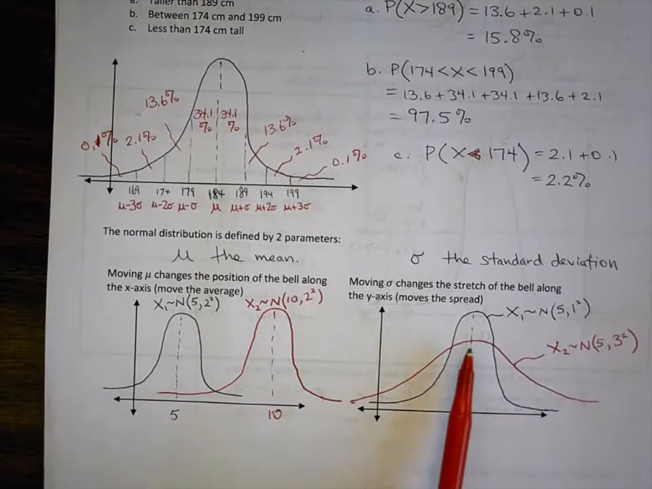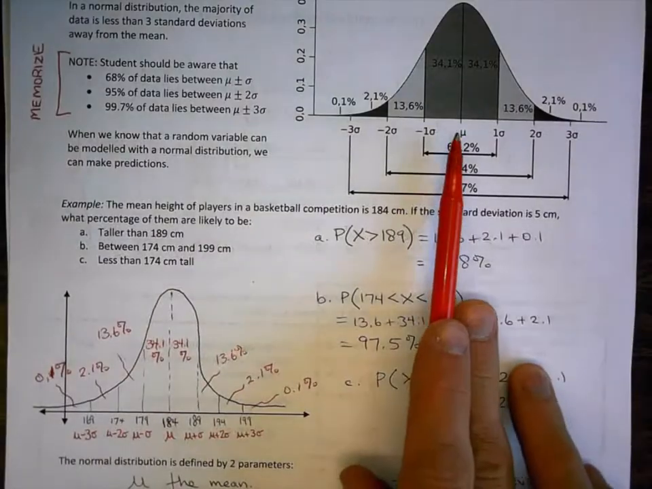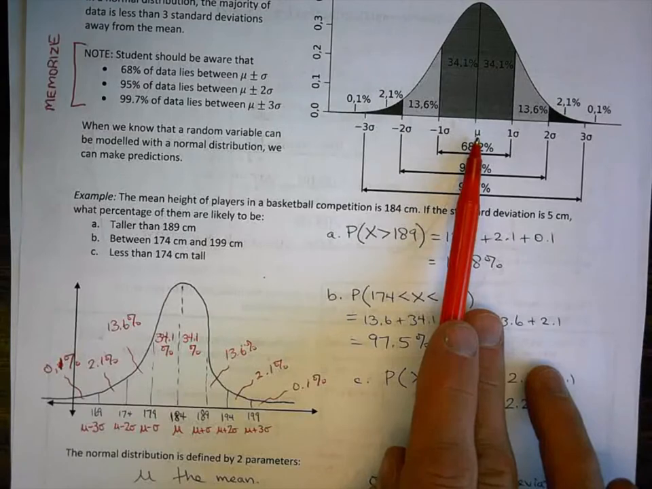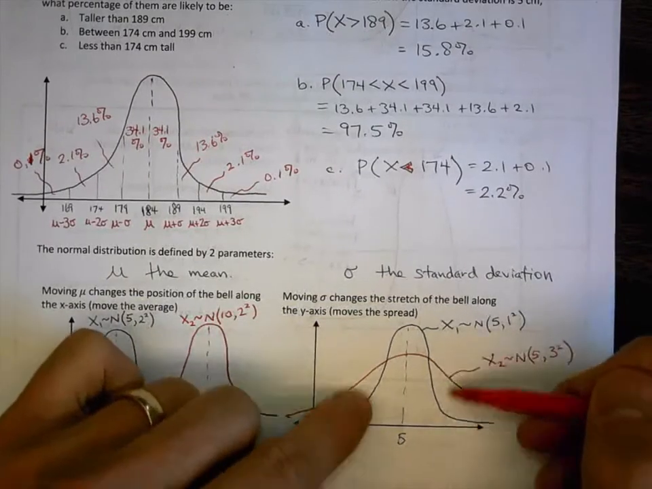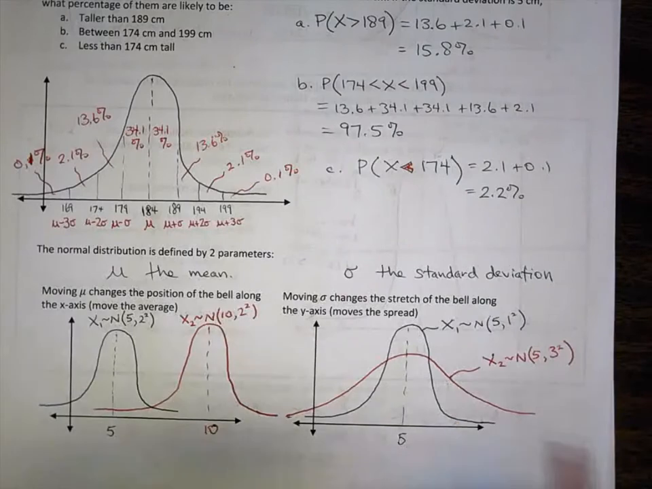And if you look for all of these, they all still follow this rule. That is, the 68% of the area is between mu plus or minus 1 sigma, 1 standard deviation. It's just that now, the standard deviation is bigger here, so the whole thing is a lot squatter. But the percentages still work out.